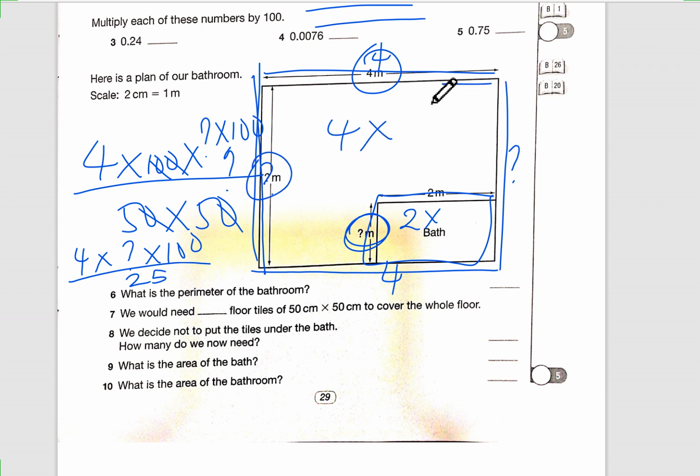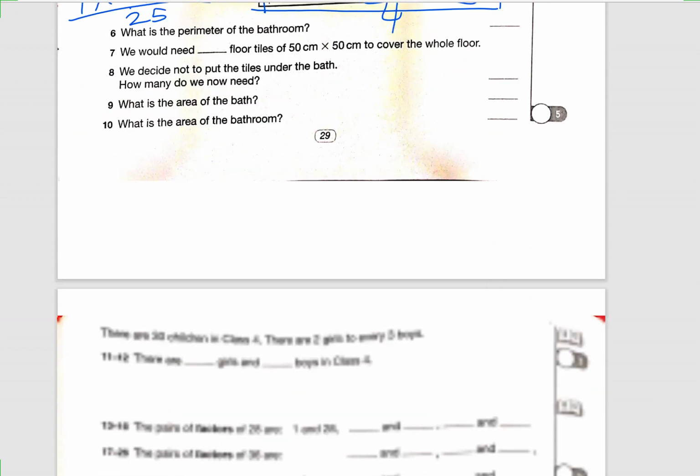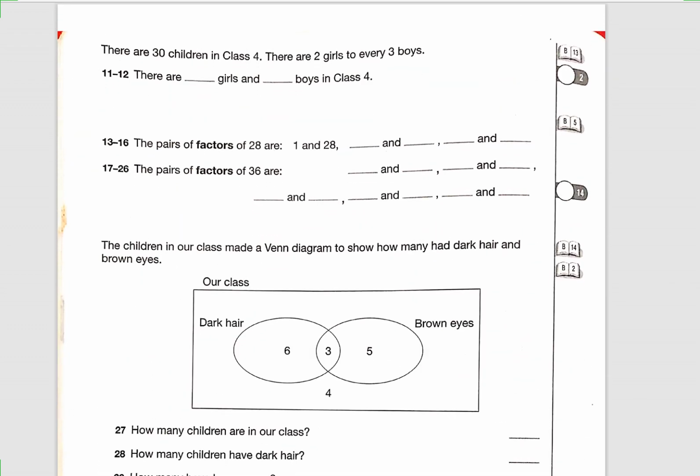That is how you get the area of the bed. And the bedroom, the bed area will be gotten like that. So let's quickly go on to number 11. Now, there are 30 children in class 4. There are 2 girls to every 3 boys. That's the ratio. So how many girls are there?